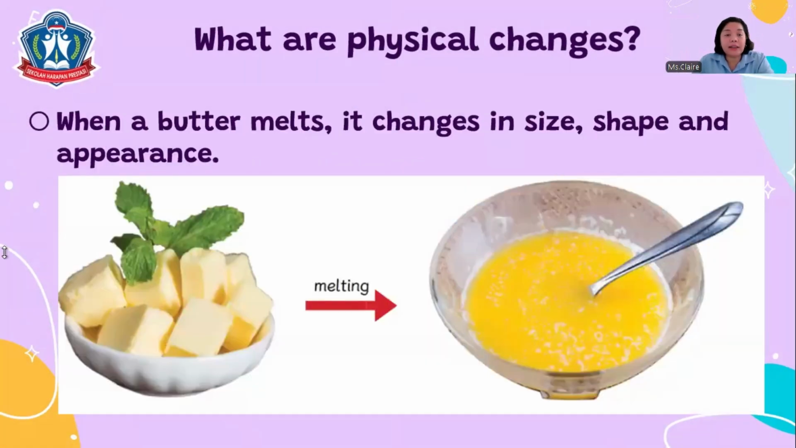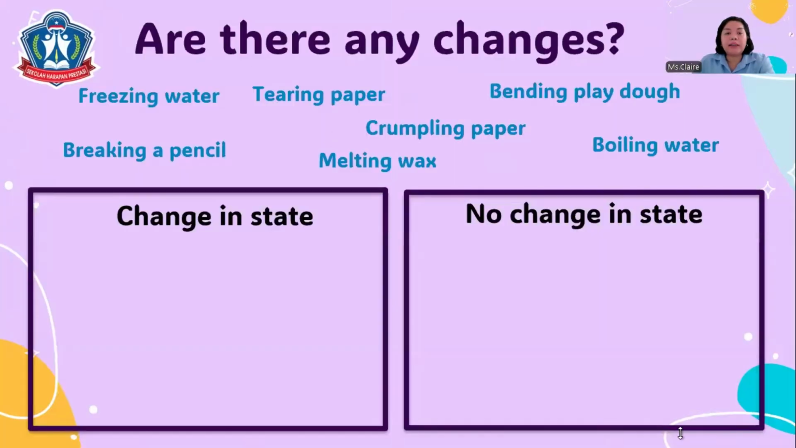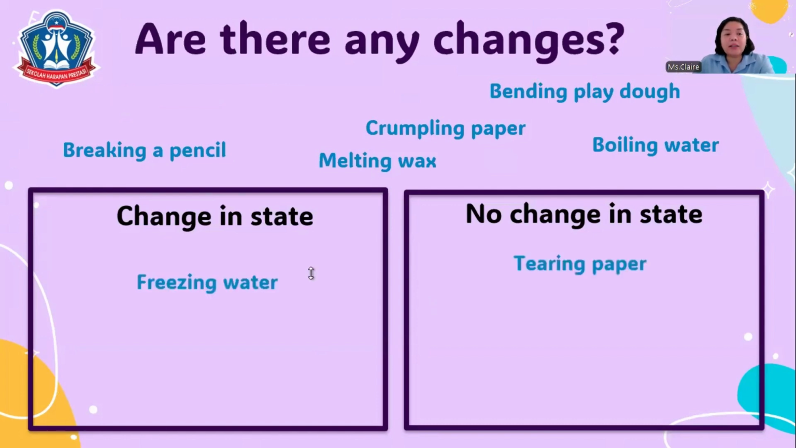Examples of physical changes: when butter melts, it changes the size, the shape, and appearance, but the substance is still the same. We did not add anything. Only the physical appearance changes. Are there any changes for these? Change in state or no change in state? Freezing water: change in state.